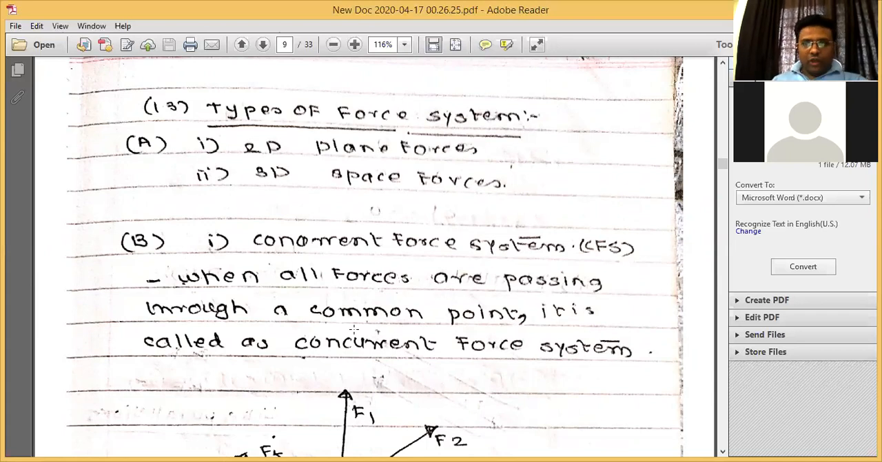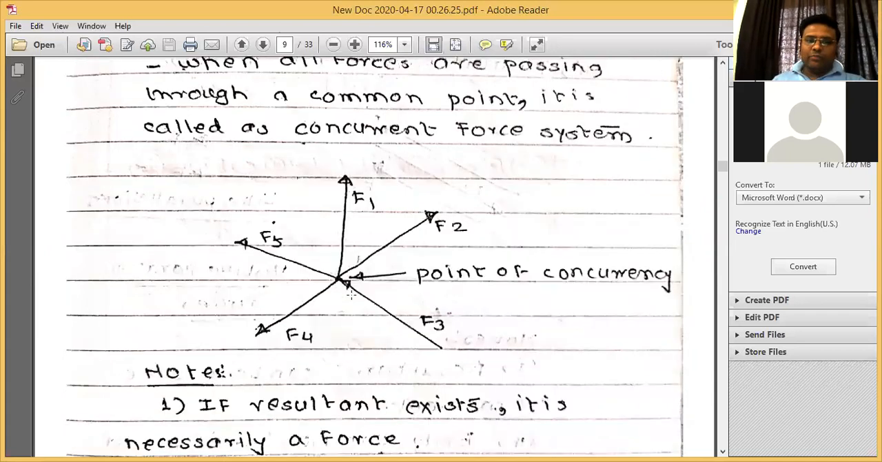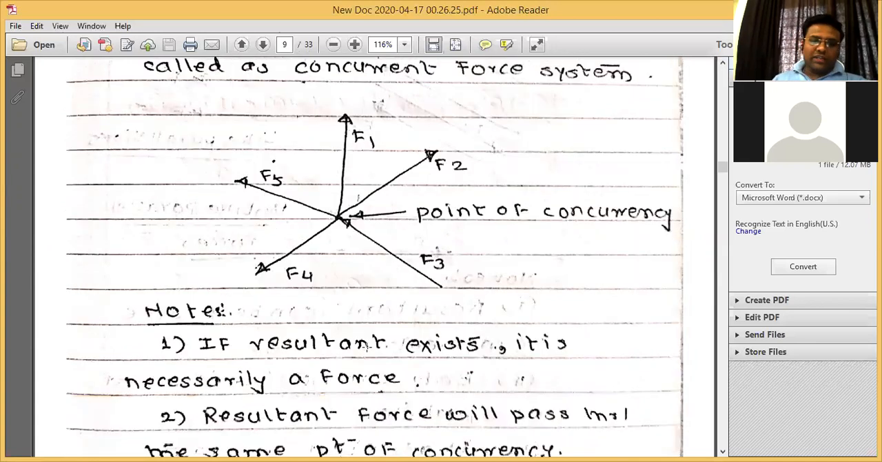When all the forces are passing through a single point, we call it the point of concurrency, and the force system is called a concurrent force system. So the resultant in that particular case does exist and it is necessarily a force.